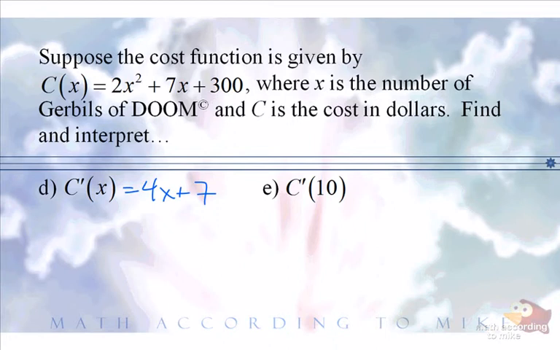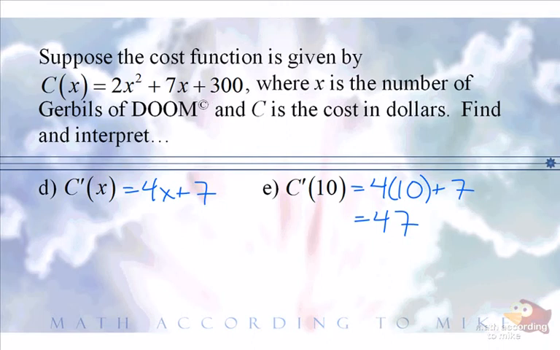So what is C prime of 10? Yep, 47. Notice, to find C prime of a number, or any function prime of a number, you don't put that number in first and then take the derivative. You take the derivative and then put the number in. Because if you put the number in first, you're going to get a number, and the derivative of a number is 0. So you want to go in the right order here, just like we did before. Find the derivative, then plug the number in.